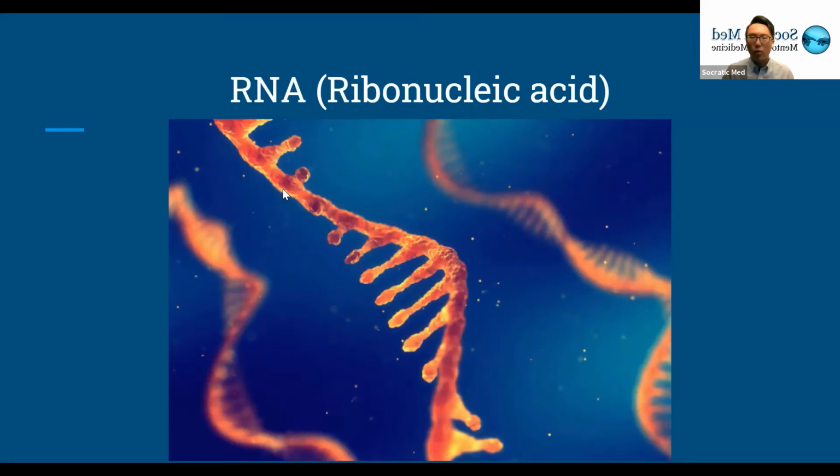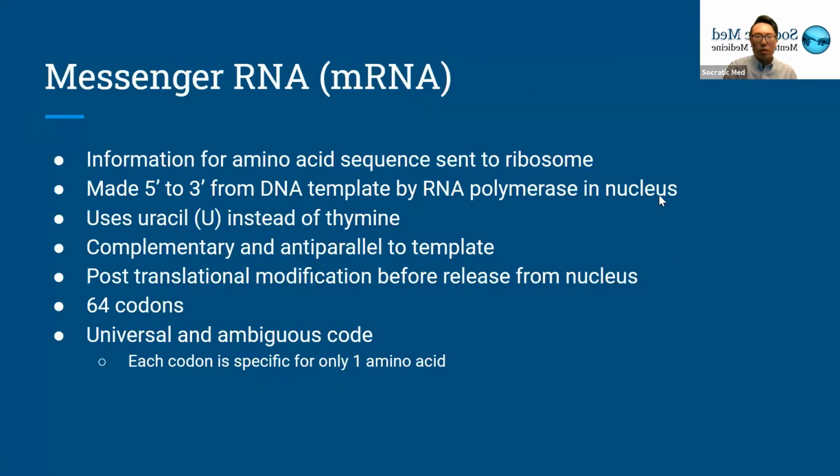RNA, or ribonucleic acid. There are different kinds of RNA. The first one I'm going to go over is messenger RNA, or mRNA. The mRNA has the information to make the protein. It codes for the amino acid sequence that the ribosomes need to create that protein.